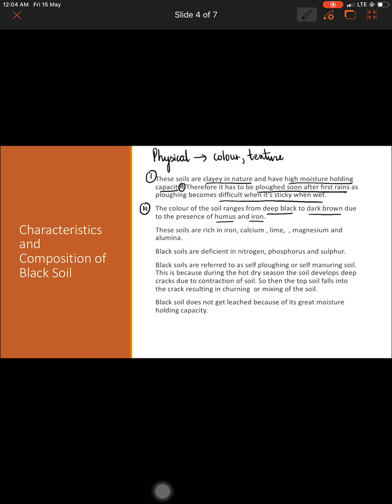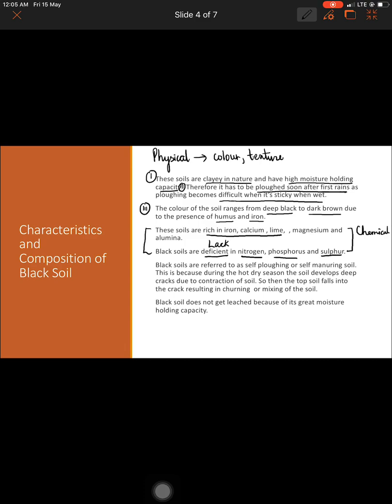Now moving to the chemical, here are two chemical properties. Chemical meaning your minerals. So whenever you're asked to write chemical properties, you must mention the minerals or the chemicals that are present in the soil. So let's see what black soil is rich in. Black soils are rich in iron, calcium, magnesium, lime, whereas it lacks, meaning it is poor in, nitrogen, phosphorus and sulfur. So these two are your chemical properties.